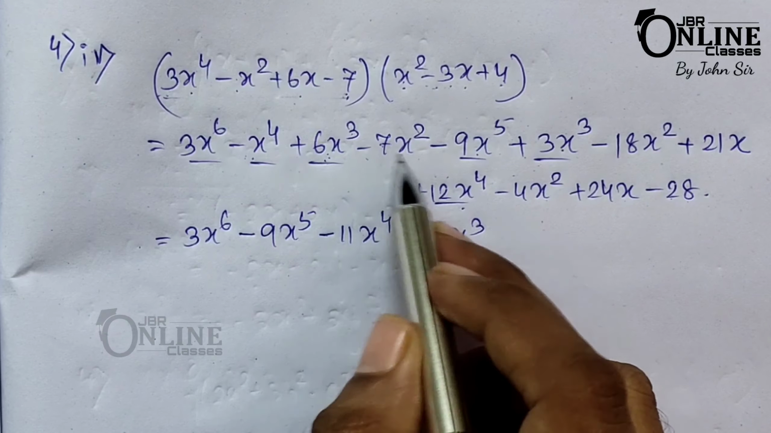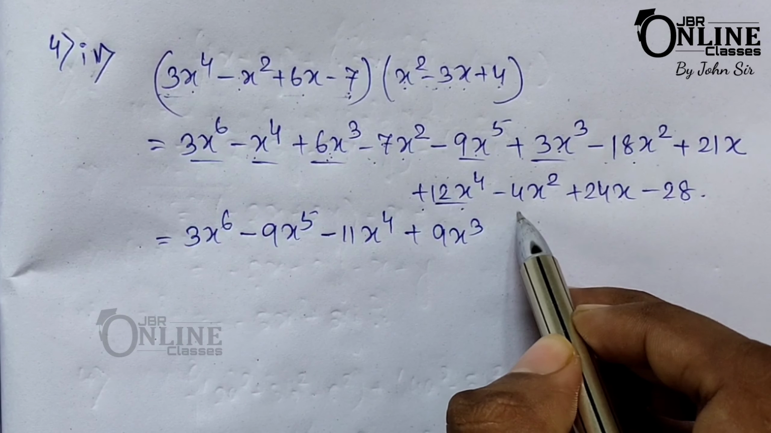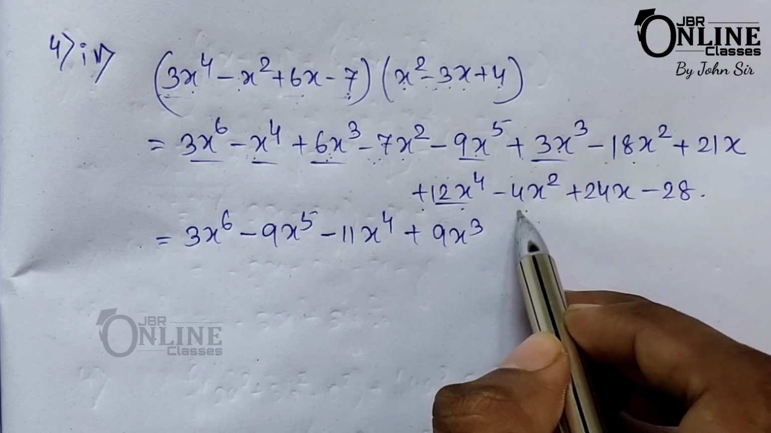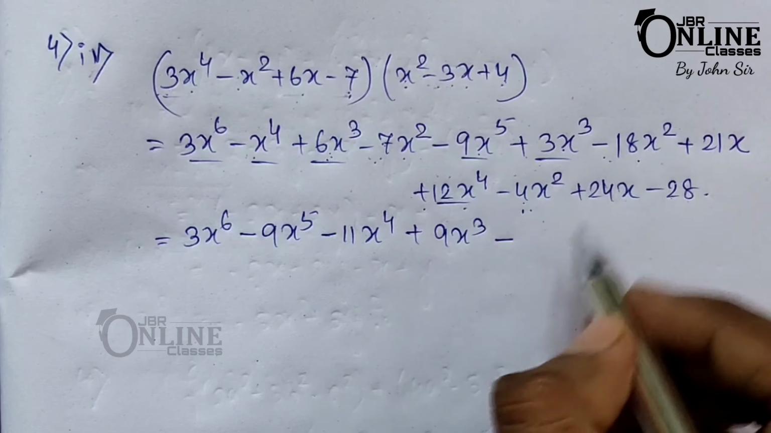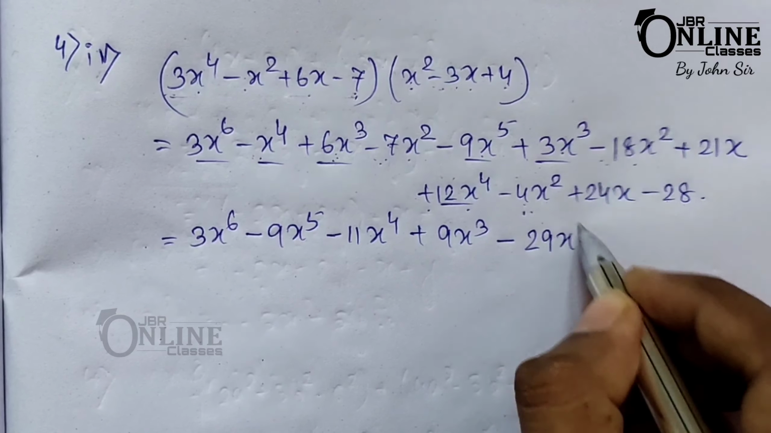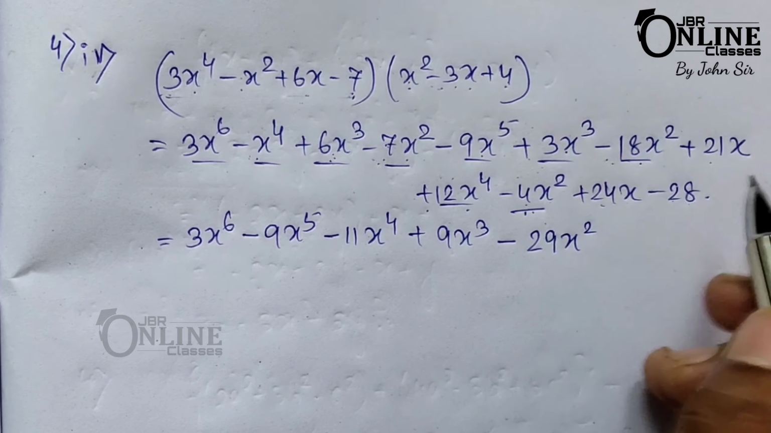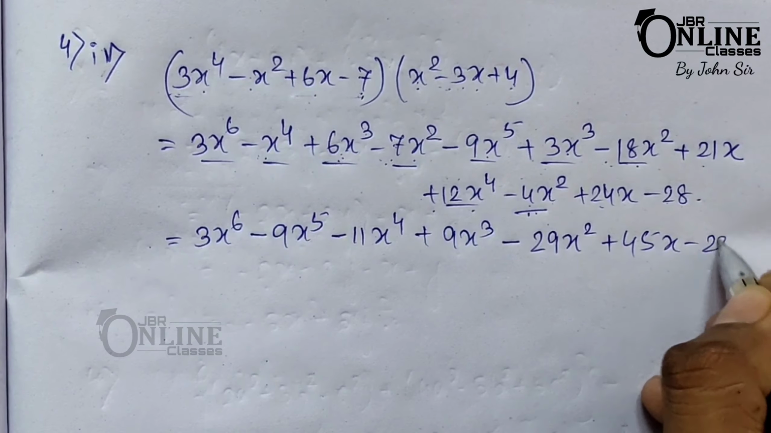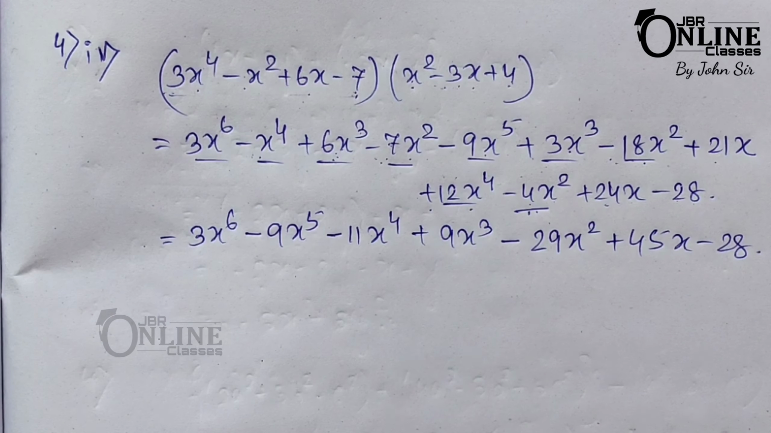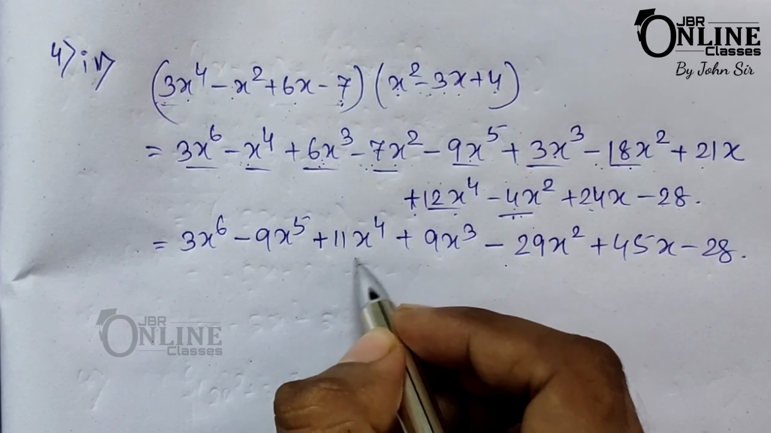Now next x square, here minus 7x square, here minus 18x square, here minus x square. So 7, 18, 1, and here also minus. So that is minus 26x square. Now last one, 24x plus 21x, that becomes 45x, last one minus 28. So that is the answer. Sorry, here not minus, as here 12 plus, so that becomes plus 11x to the power 4.